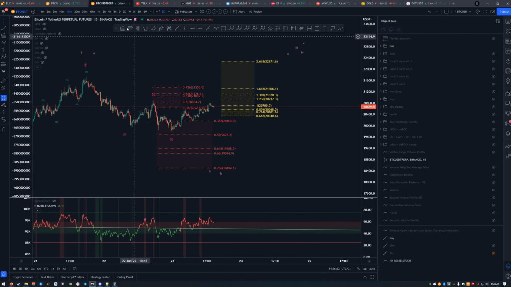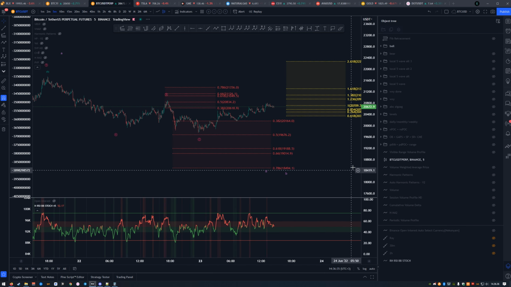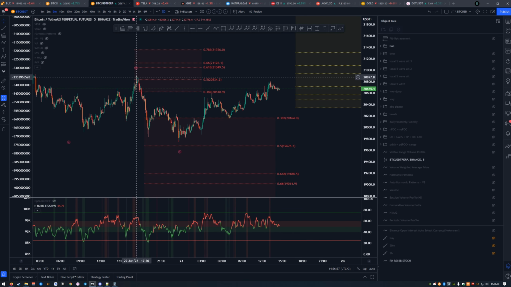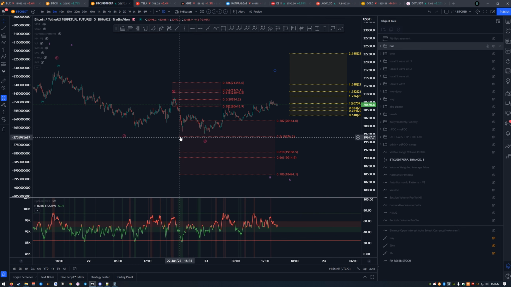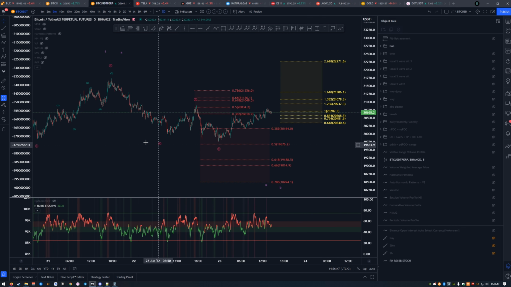However, let's zoom in a bit, 5 minutes. We would have to say that we have a 1, 2 here. So this would be a 3, 4 and 5. Or there is an alternate way of looking at this as not being a C wave at all.